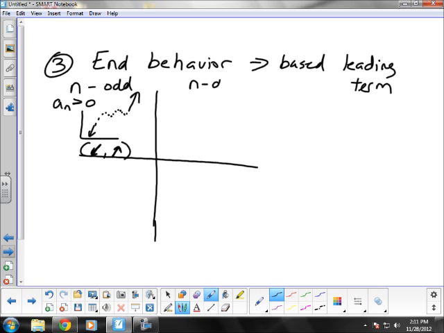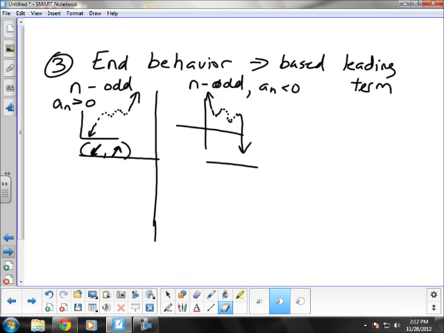If n is odd, but a sub n is less than 0, so it's a negative number, then it does the opposite thing. It's going to start up. It's going to do some turnaround stuff here in the middle, nice smooth curves. We don't know what it's doing, but it is going to wind up falling to the right. So it starts up, ends falling down. It rises to the left and falls to the right.